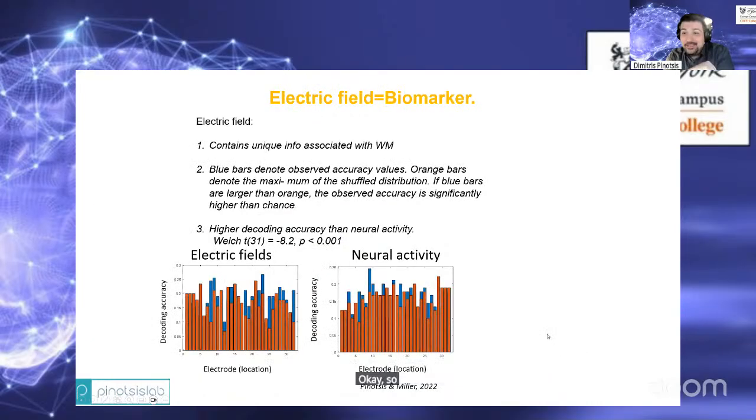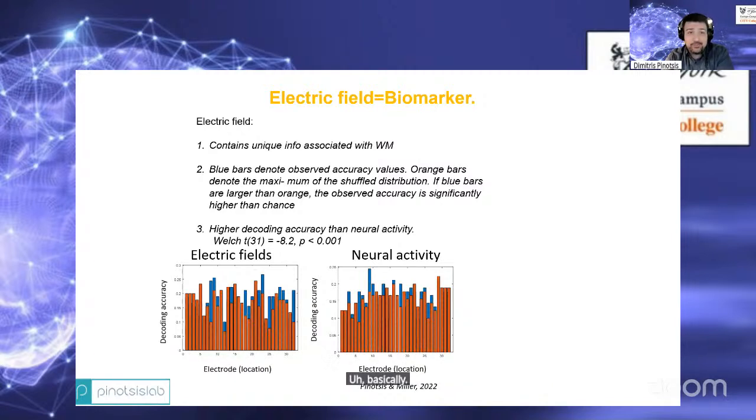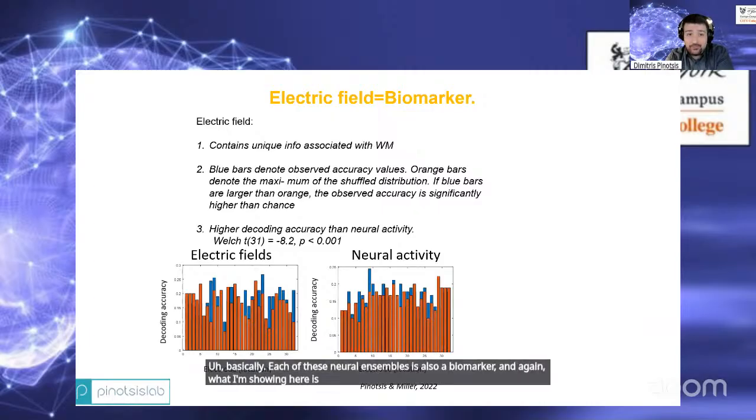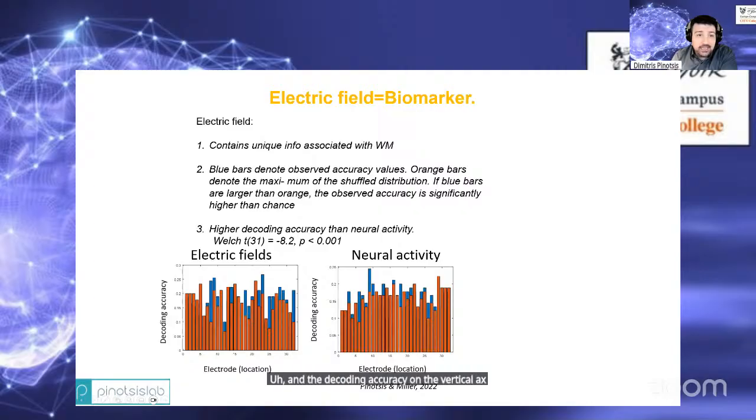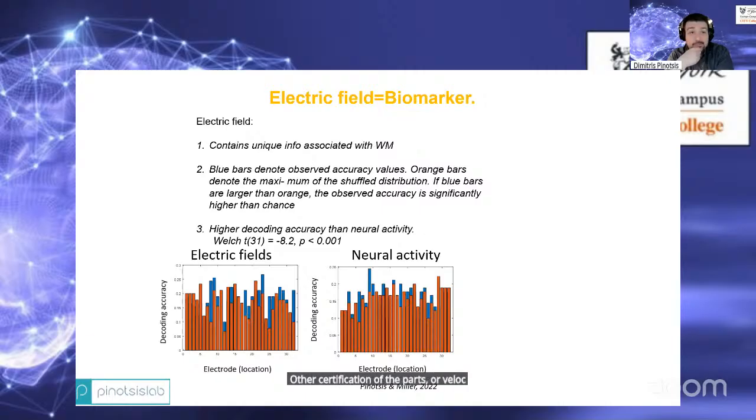Okay, so now the other interesting thing is that not only the micro-effective connectivity is a biomarker in the sense I described, but also the electric field that corresponds to each of these neural ensembles is also a biomarker. Again, what I'm showing here is the result of decoding and the decoding accuracy on the vertical axis. The horizontal axis is, in this case, the electrode location. So the value of the electric field at a certain location of the patch or the electrode that we're measuring from.